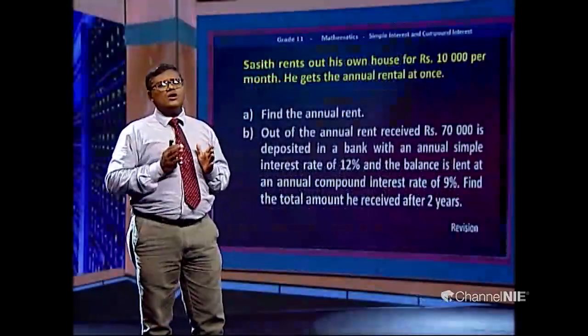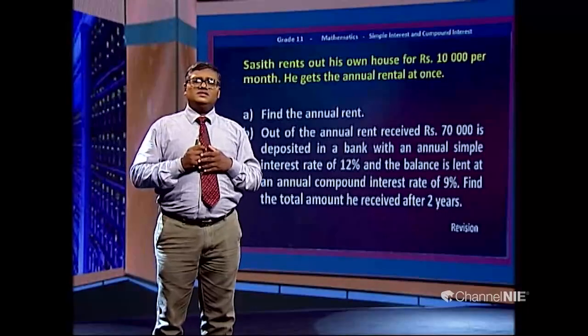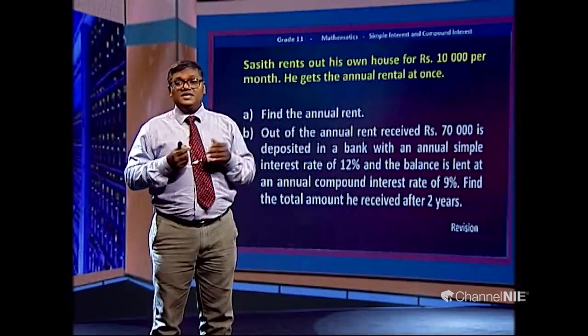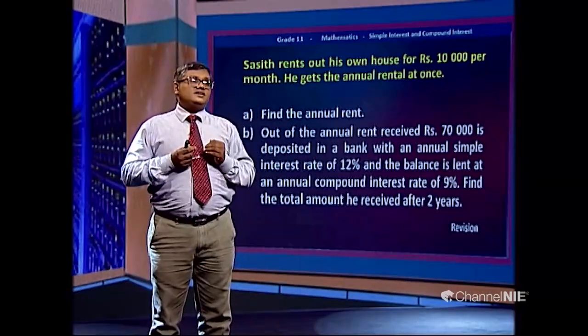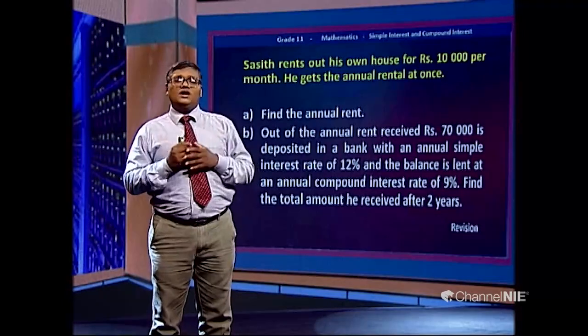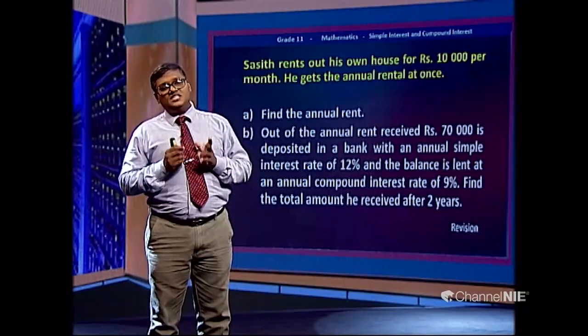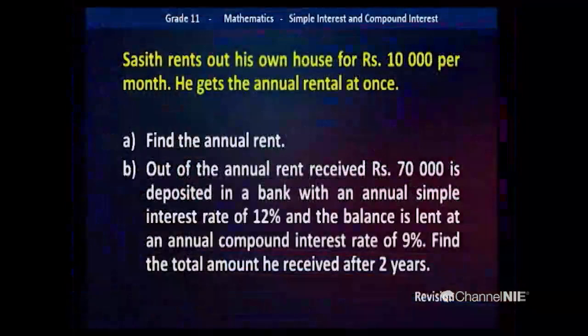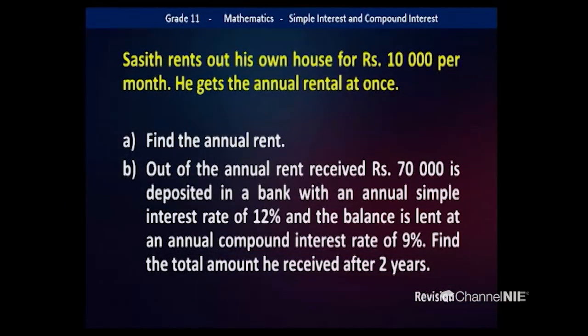Right. Let's move on to another question, a little bit bigger than what we did. Sasit rents his own house for rupees 10,000 per month. He gets the annual rental at once. Now this person Sasit rents out his house for a monthly rental of 10,000 and got this amount at once.